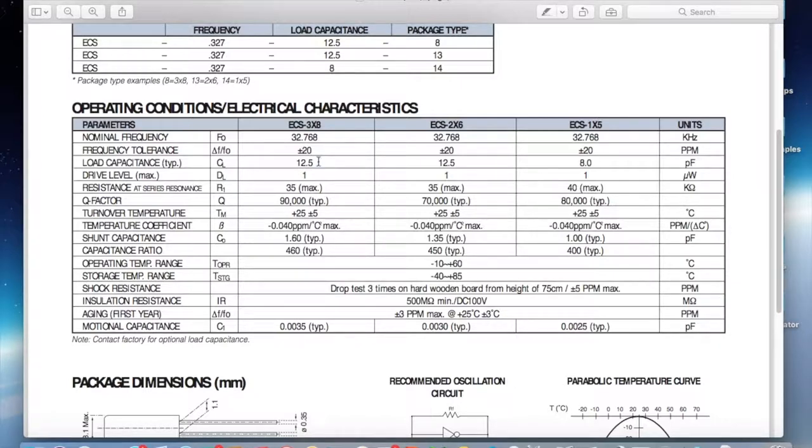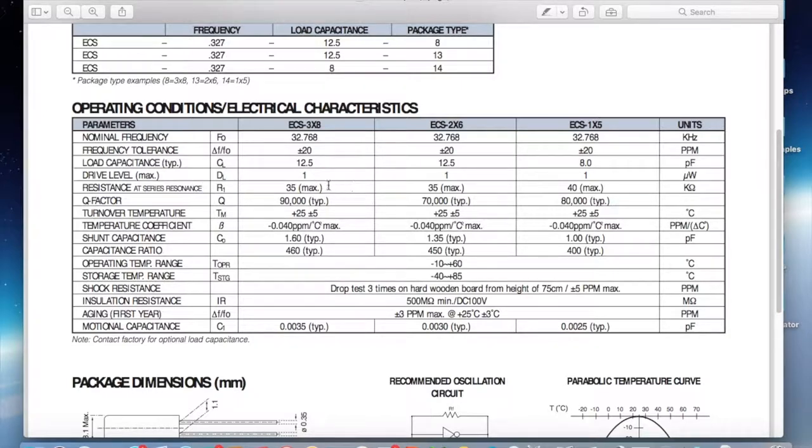Load capacitance, which is one of the things we mentioned earlier. This crystal wants to see, quote-unquote, 12.5 picofarad across it. Ideally, that's what it wants to see. And drive level, maximum, 1 microwatt. So you never want to dissipate more than 1 microwatt in the actual crystal itself. You could damage it, shatter it, break it.